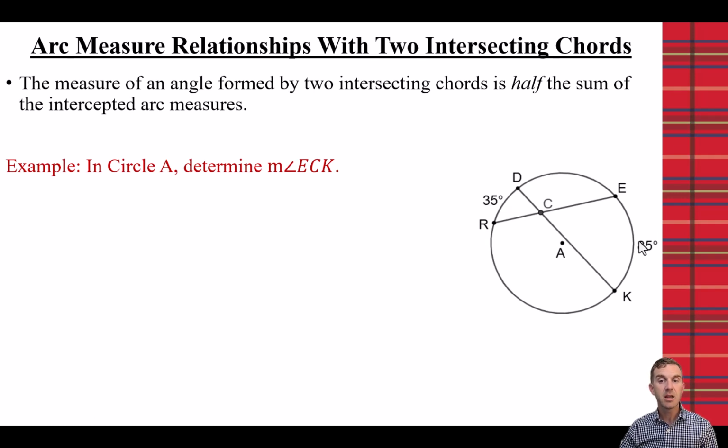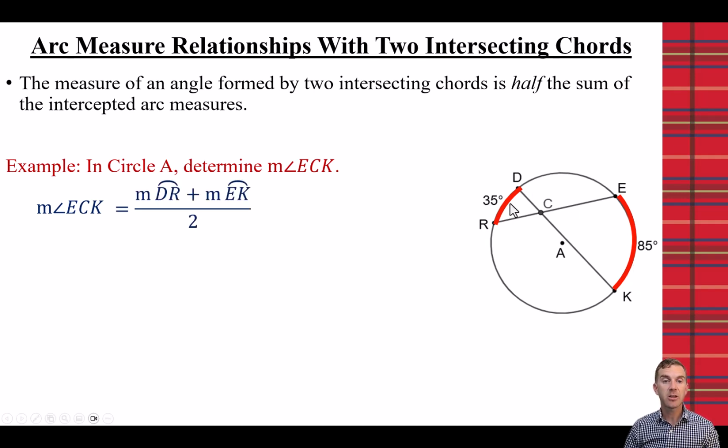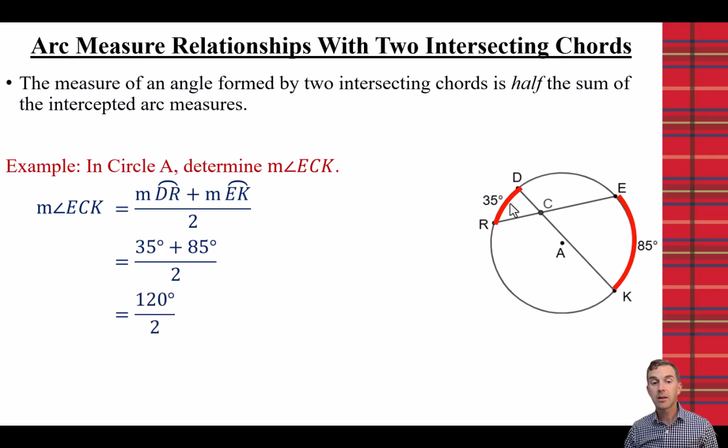This is not inscribed. So what I have to do is look at both of those intercepted arcs, and I'm going to add them together and divide by 2. I have to take their average. And when I do that, 35 plus the 85 is going to give me 120, and then divide by 2, that's going to tell me that the measure of angle ECK would actually be 60.